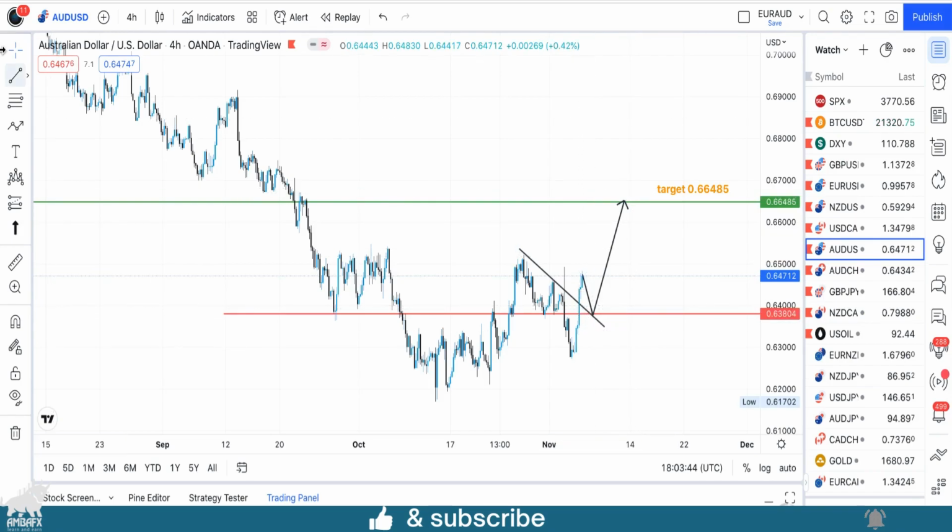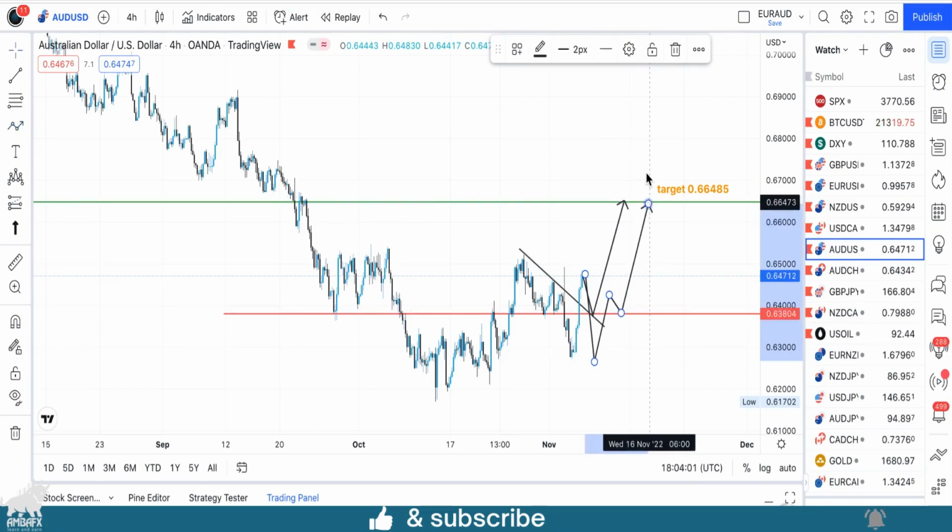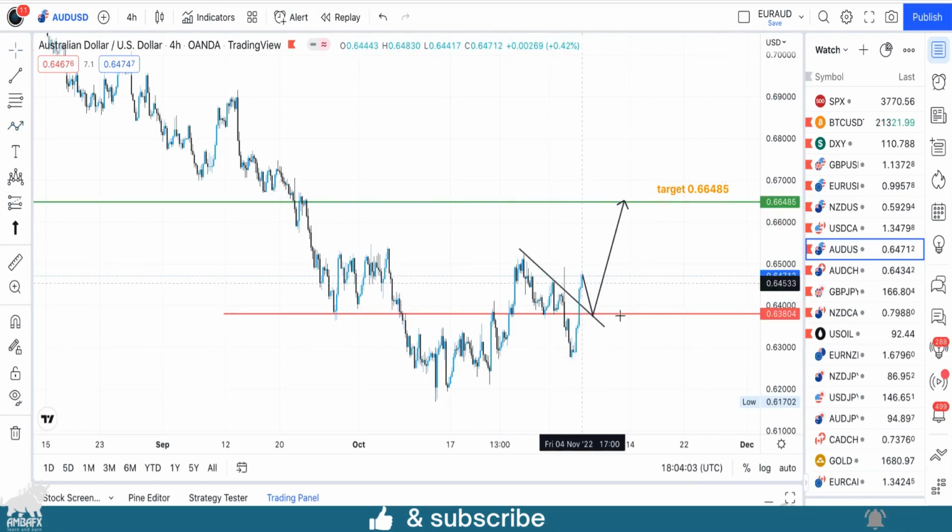But if you break this level, you have to be patient. Maybe it will bounce back at this particular level, because it might form a double top then bounce back. If it bounces back, then you enter your trade at the bounce back to this particular level, then you go with the target. If there is no bounce back, or if there is no break of this level, then your bias is to the upside. The target is 0.66485, the next resistance level.